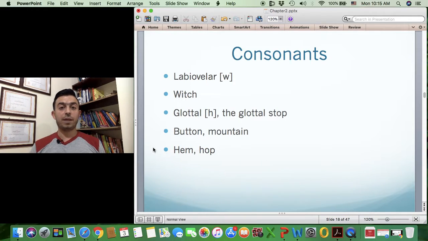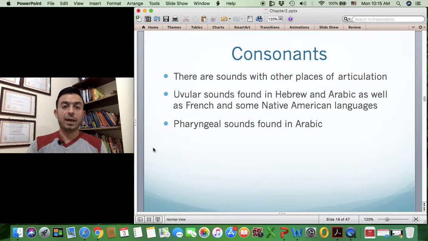All right, we have labial velar, so we use the lips and the back of the tongue at the velar area. So like w, like which. We have glottal, the h sound. But basically, it's very easy. We just open the vocal folds and the air is going out of the mouth. We have the glottal h sound, and we have the glottal stop. We talked about it, and of course, there are so many other sounds with other places of articulation, but they don't exist in English. They may not exist in Arabic too. Some sounds exist in Arabic, they don't exist in English, and so on.